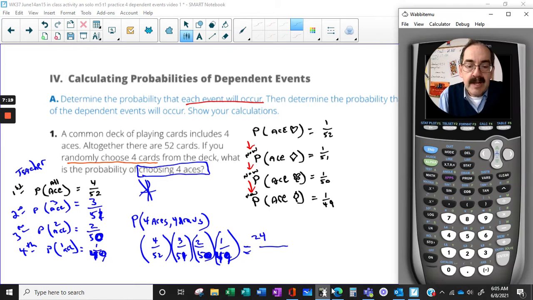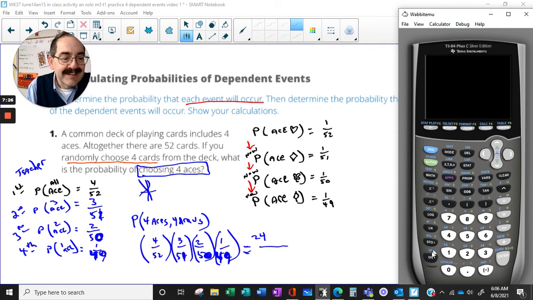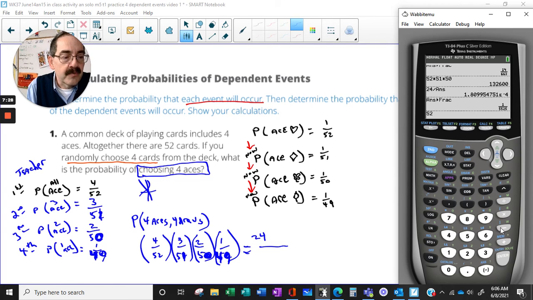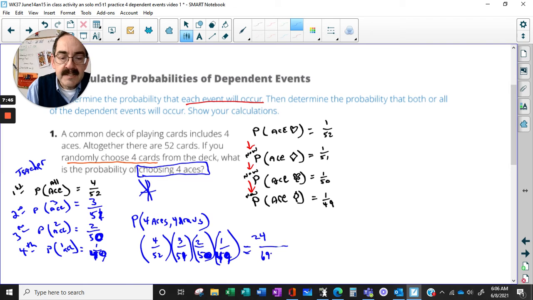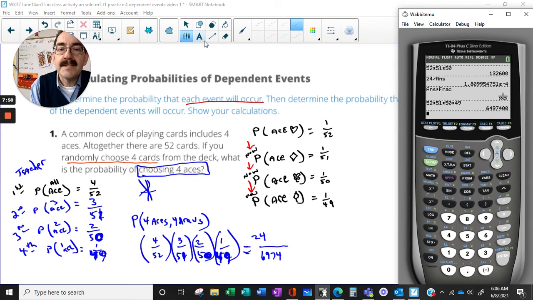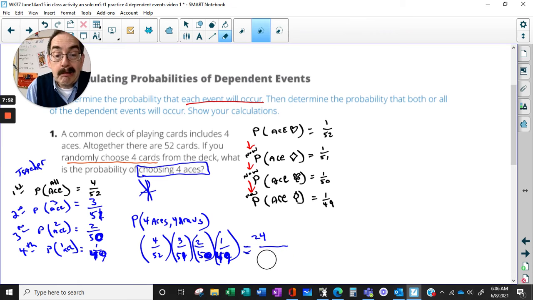Okay, so now let's find out how big this number is. Okay? Oh my gosh, my head is a calculator. Alright, 52 times 51 times 50 times 49. Alright, 649, 70, 400, 64974. 6974. 6497. Boy, it's gonna be one of them days.